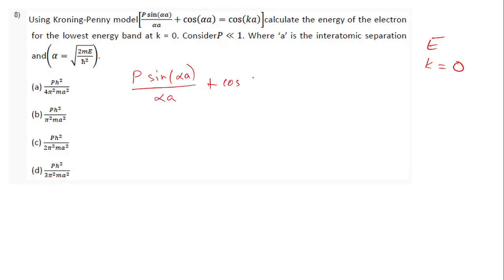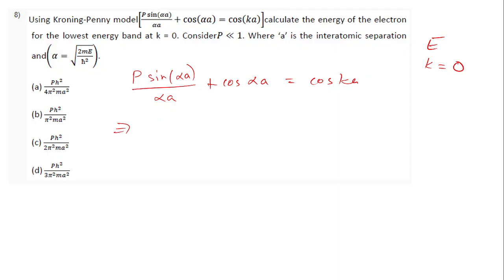plus cos(alpha a) is equal to cos(ka). a is the interatomic separation and alpha is equal to the square root of 2mE over h bar square. This is the equation. Now we can rearrange this and then we can write it like this.